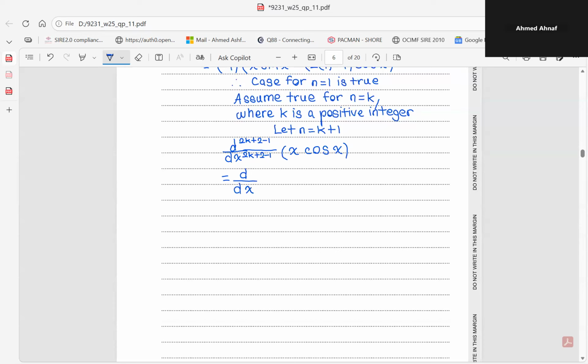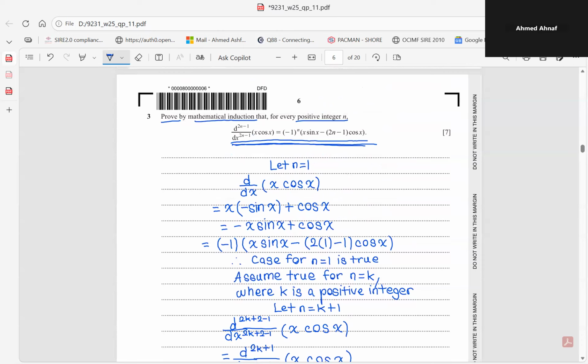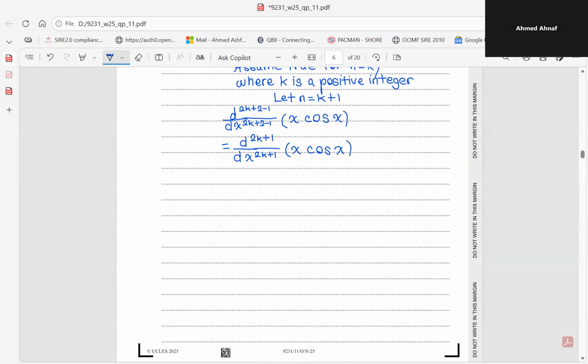Okay, so that is just 2k plus 1, 2k plus 1. So our main goal here is to make sure that our left and right hand sides follow this exact same format. We want to make sure that in the end, our right hand side, our final answer, is this exact same format with n equals k plus 1.